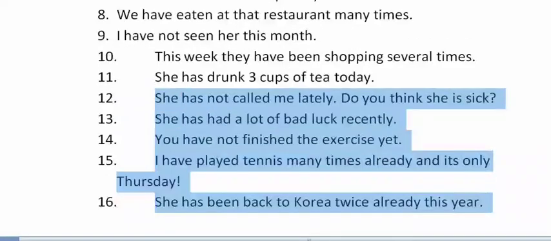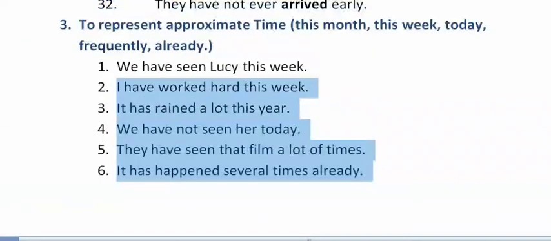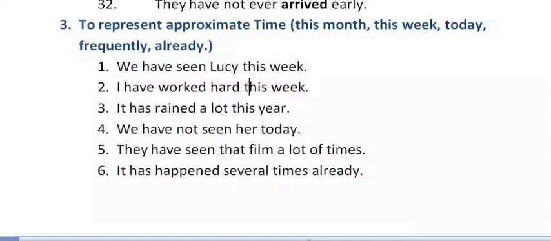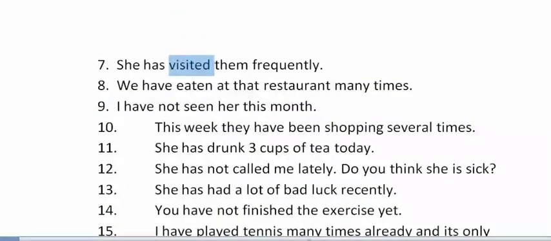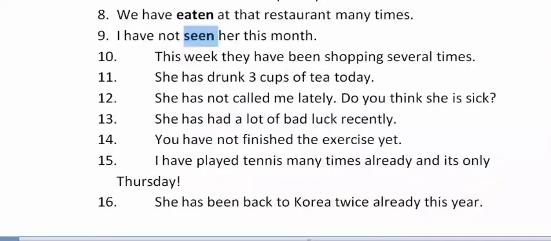Alright, these examples should be more than enough to explain all the sentences that show approximate time. So let's mark all the verbs which are in V3. The trick is to look out for the word has and have, and the adjacent word will be V3. Seen, worked, rained, seen. This is a negation. Seen, happened, visited, eaten, seen. They have been shopping.